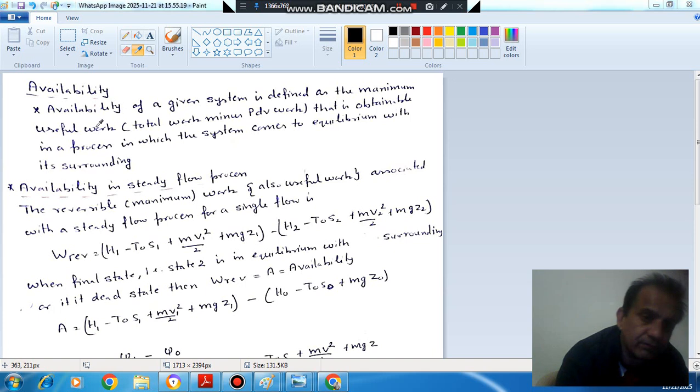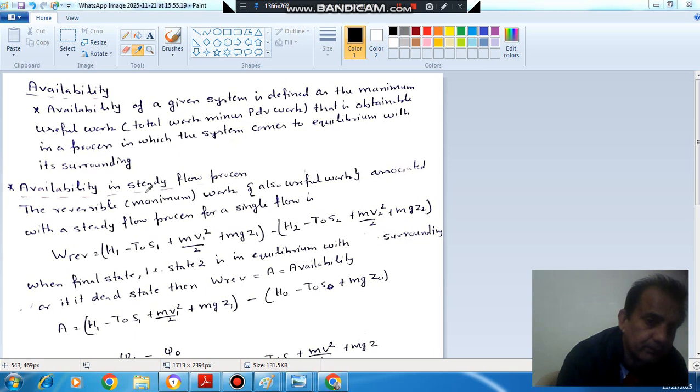We have derived the expression for useful work in the previous video, both for unsteady flow system, steady flow system and closed system. That was the total maximum work minus PdV work. If the second state or the final state in that expression is your dead state, or it is in equilibrium with the surrounding, then it is called availability of that system.